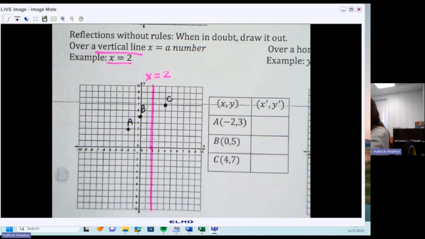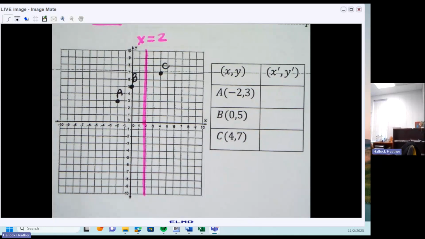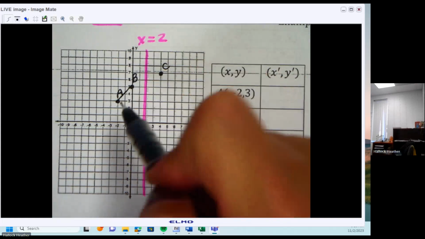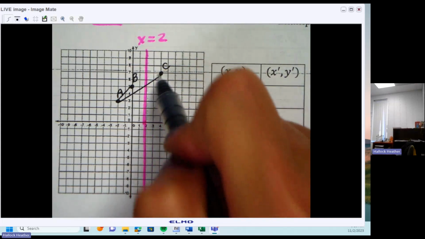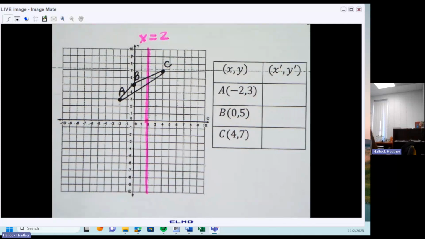4, 7 is C, which is going to look a little crazy, but it's okay. This is a triangle. It's a very obtuse triangle, very large, very in charge. So what we're going to do is connect A and B, A and C, and then B and C. I know it's ugly. It's super skinny, but it is what it is.